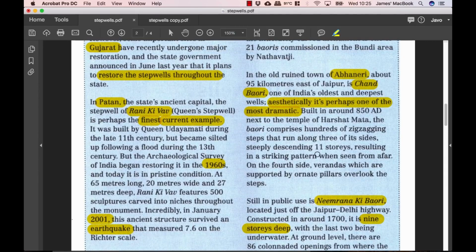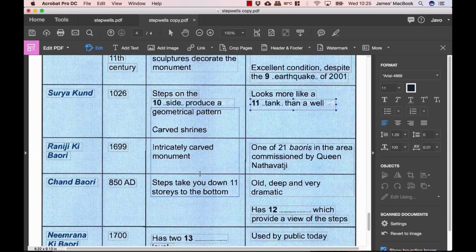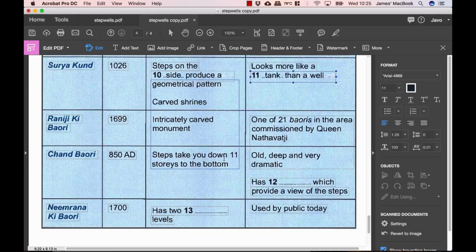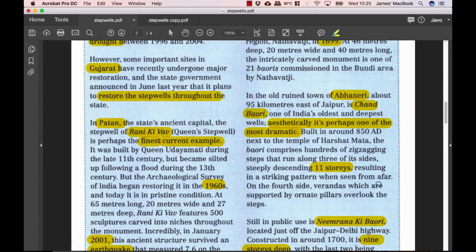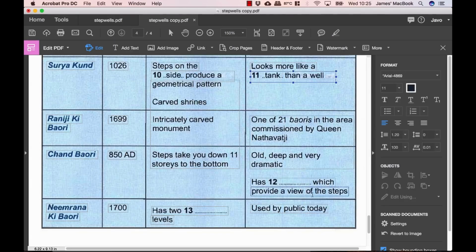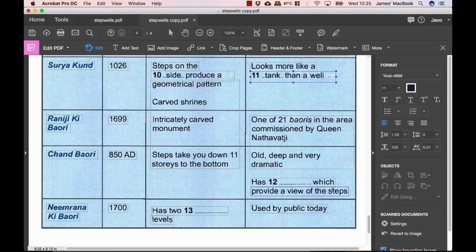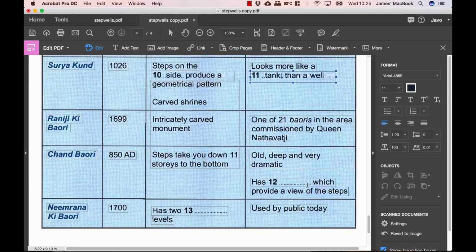Okay, let's have a look at this one. And Kibari. Oh, okay, no point sitting and looking at that. Kibari. Steps take you down 11 stories. Okay, so the answer is going to be after that. Dramatic. It has something which provides a view of the steps. So verandas which are supported by ornate pillars. So supported, so it must be verandas.